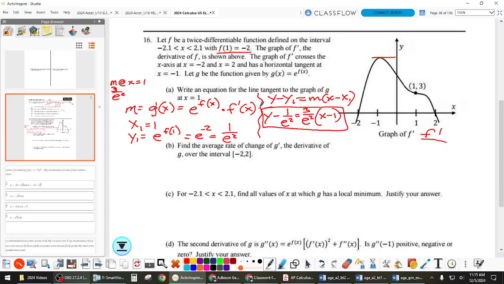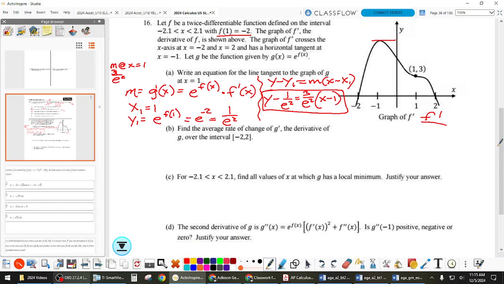All right, average rate of change of g prime, the derivative of g over this interval. So we're taking the average rate of change of this guy. What is average rate of change? Yeah, change in y over change in x. Oh, and by the way, I did look it up.